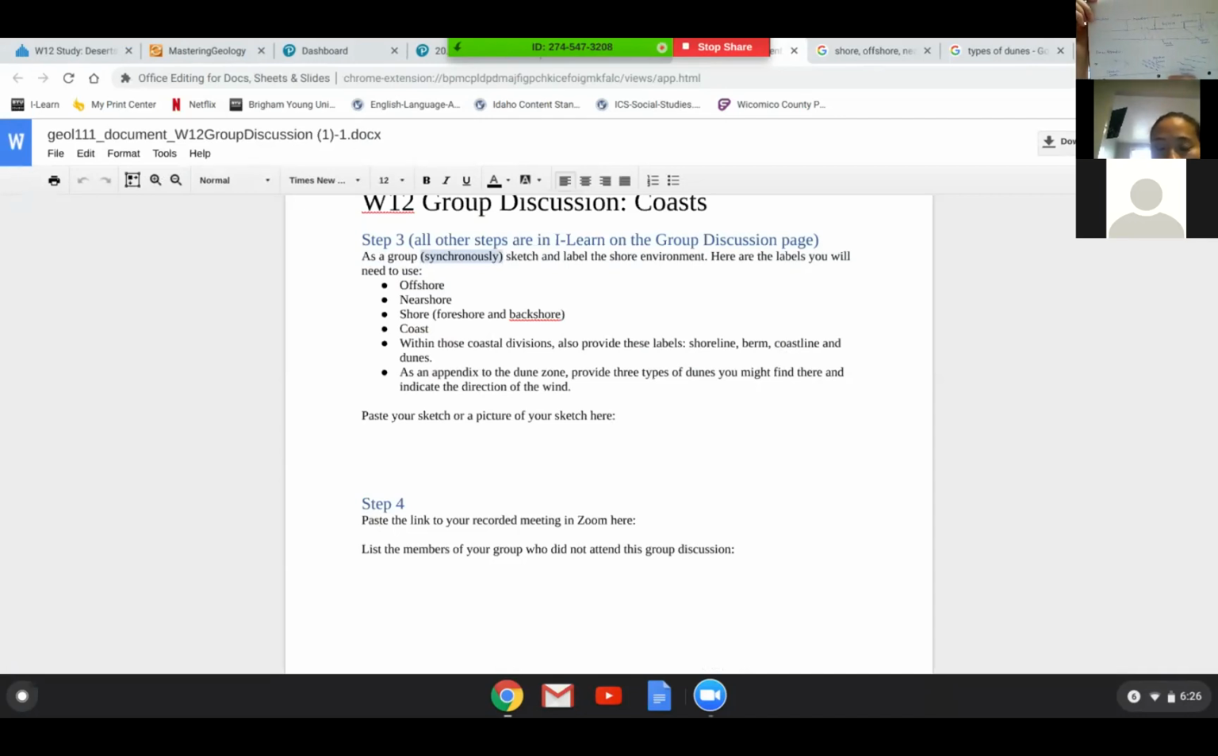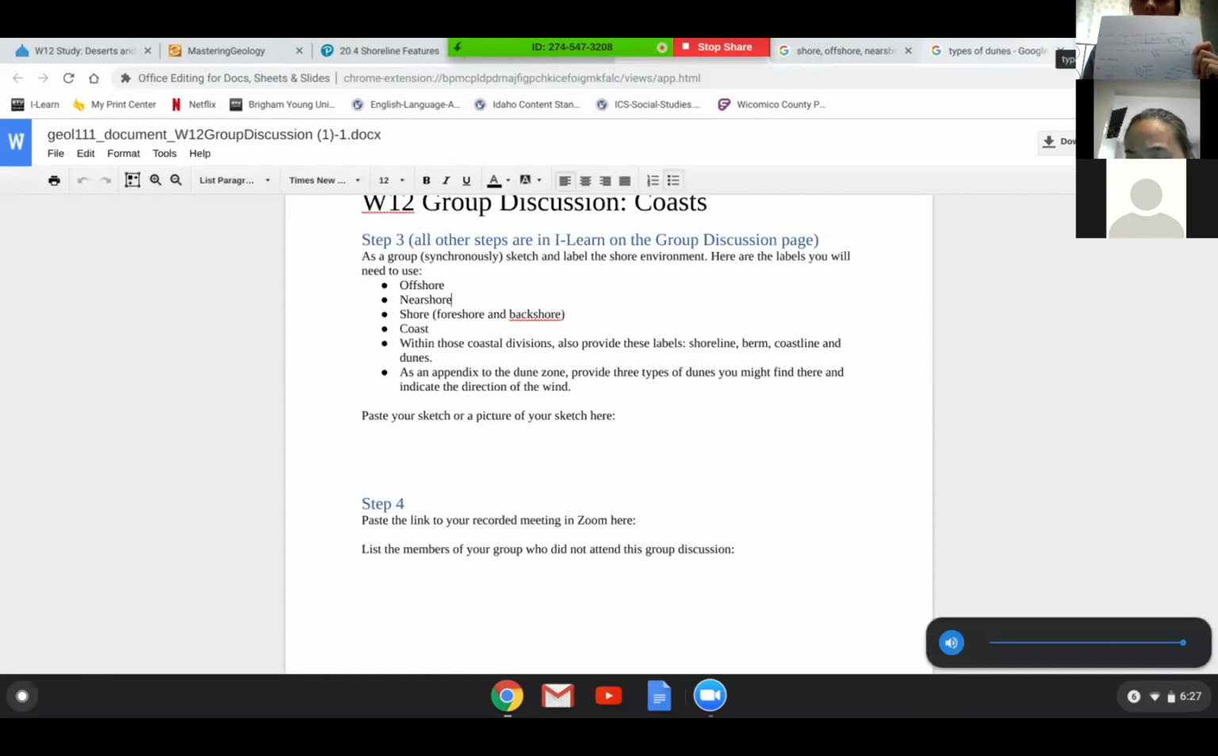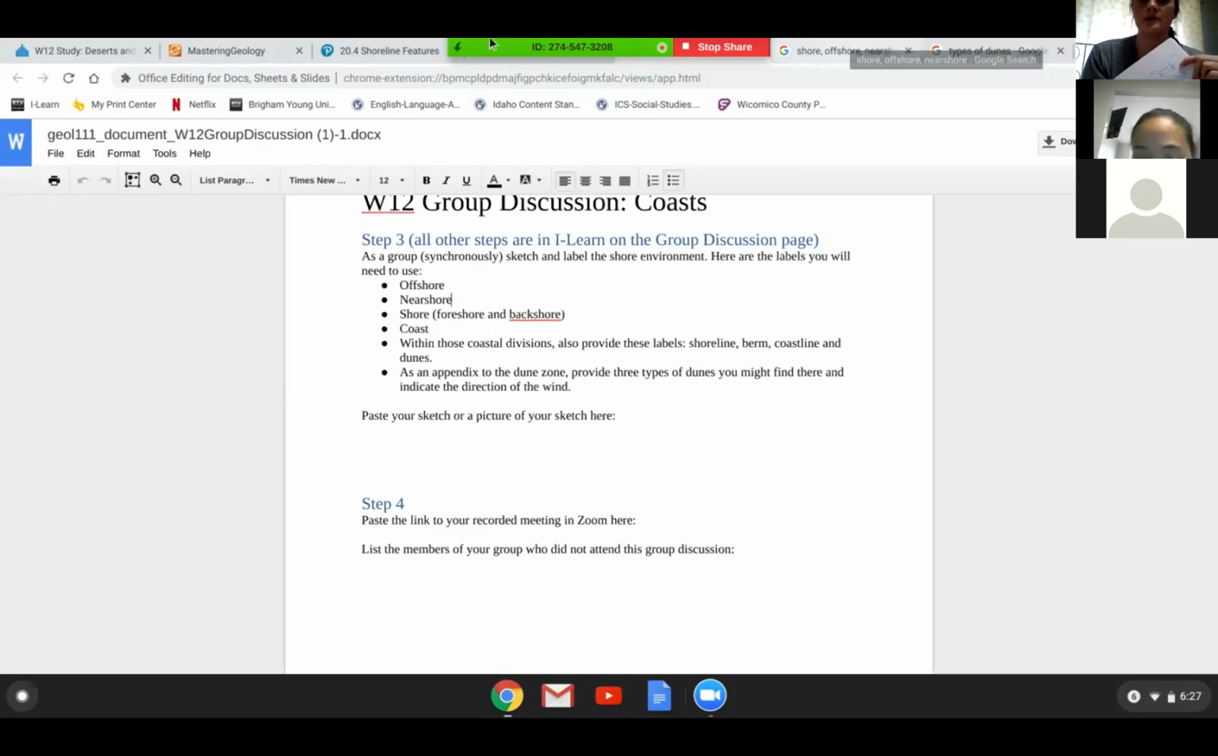So here's the shore environment we have so far. Synchronously sketch. So we have to do something on Google Docs or something like that. Were you just going to take a picture of your thing? Yeah, I was just going to take a picture of this and post it. Would that be okay, Elisha? Yeah, we could go with that. Okay. But things that we haven't labeled yet are the berm and the coastline.